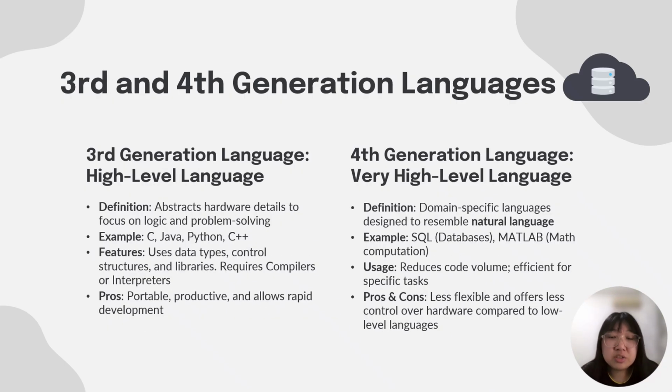The third generation languages include C, Python, Java, C++, and more. These languages let us think in terms of logic, not hardware. They use compilers and interpreters and are much easier to write, debug, and maintain. The trade-off is slightly lower performance, but for most applications, it is worth it. Now it's the fourth generation languages, which are very high-level languages. Examples include SQL for databases and MATLAB for mathematical computations. The advantage is fewer lines of code and fast development time. But the disadvantages are less flexibility and less control over the hardware.